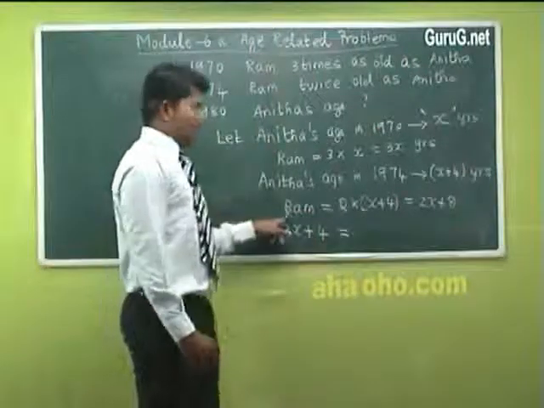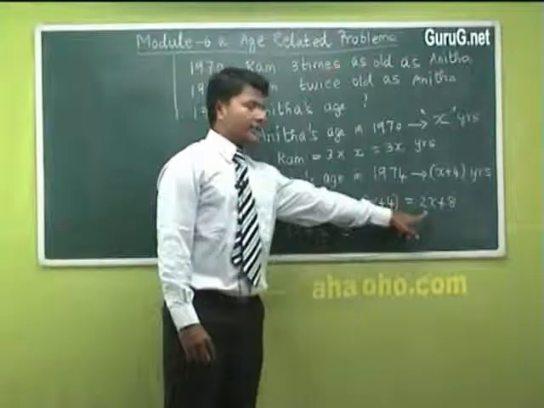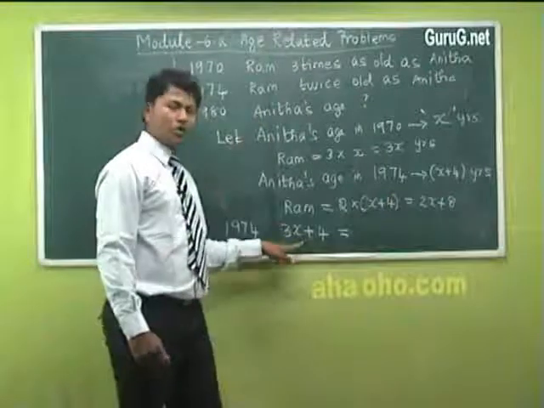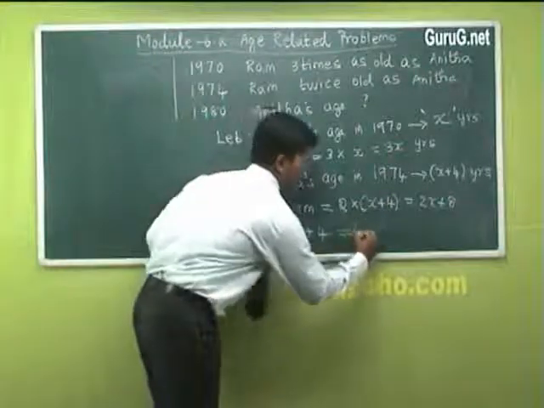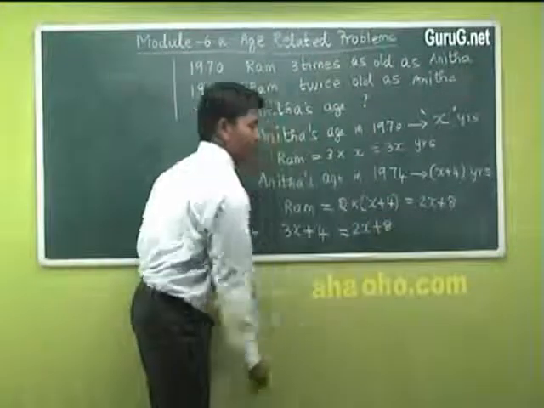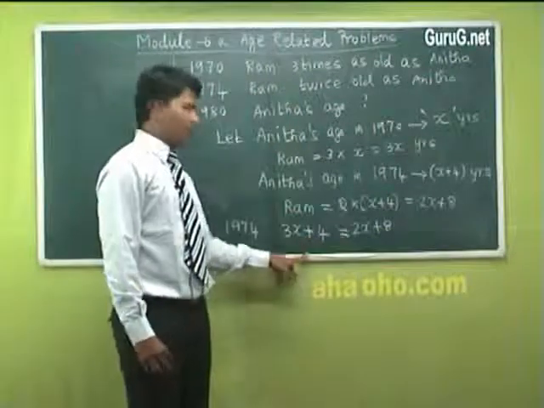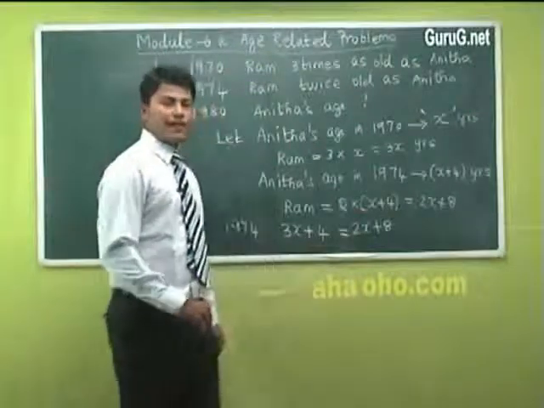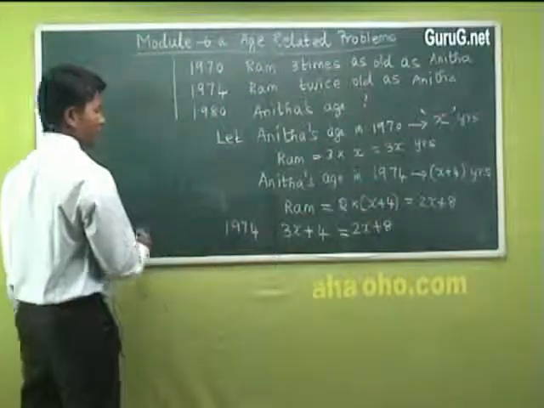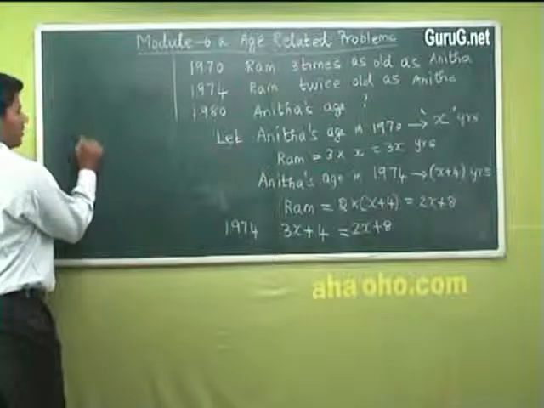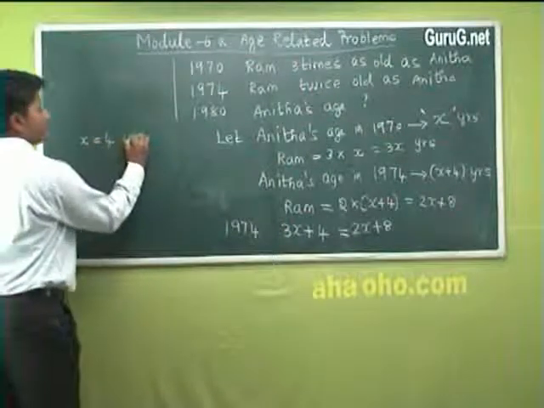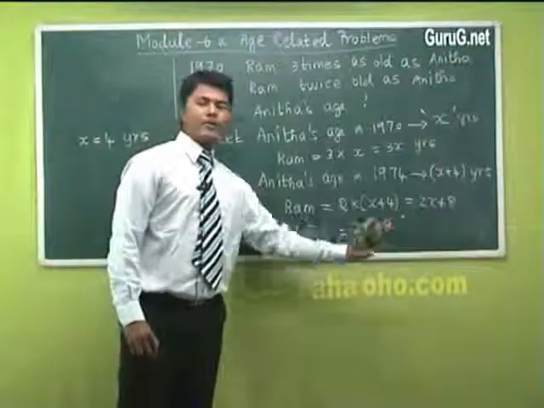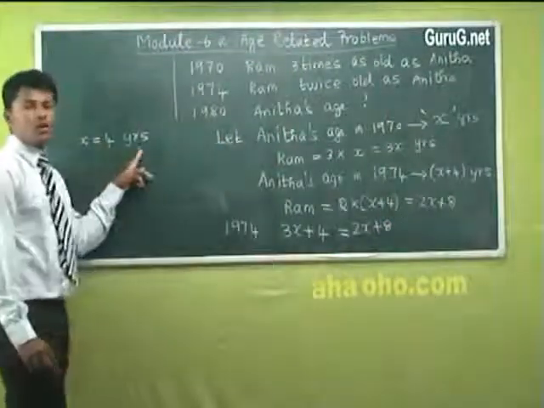So in 1974, Ram's age will be 3x plus 4. But it is given here that Ram's age in 1974 will be 2x plus 8. So 2x plus 8 must be equal to 3x plus 4. Equate these two values. Now we have got the final equation. From this equation you can find the value of x. 3x minus 2x will be x, 8 minus 4 will be 4. So x is equal to 4 years.